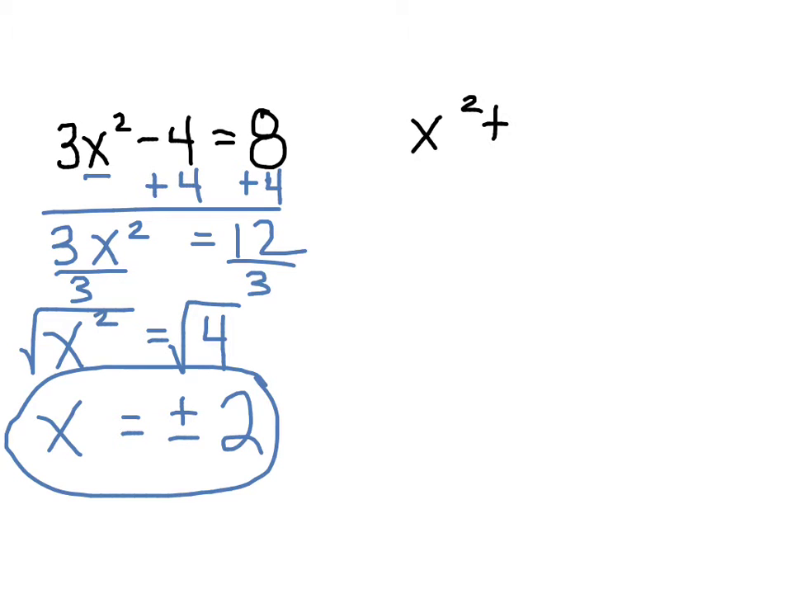X squared plus 6x minus 16 equals 0. You cannot square root this one as it looks. There is no way you can square root that, and the reason why is because you have x squared in the front and then you have an x in the middle. When you have x squared and an x, you cannot use square root. You have to use factoring, and only because it says factoring here.